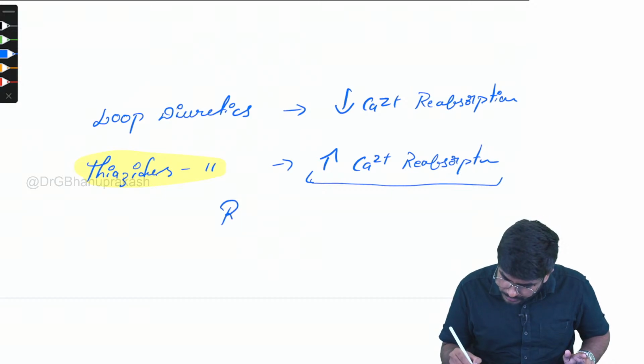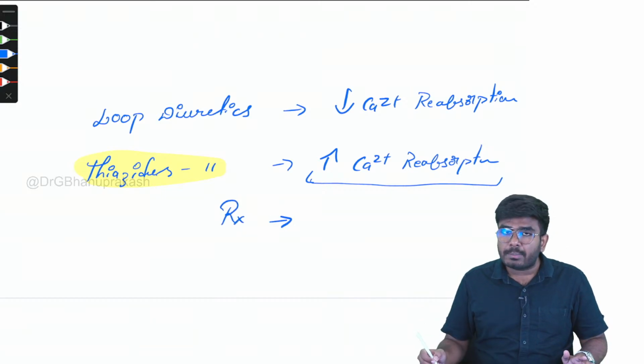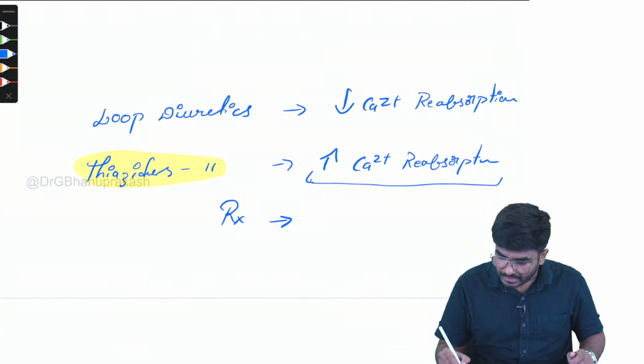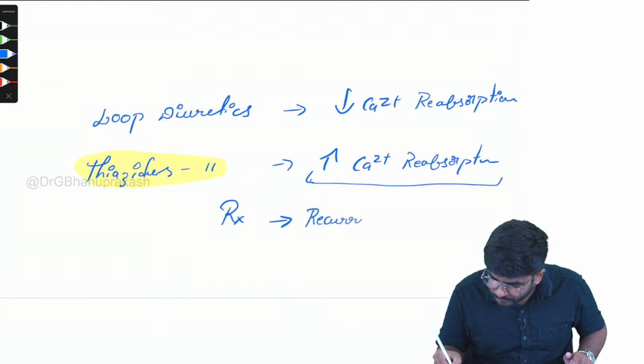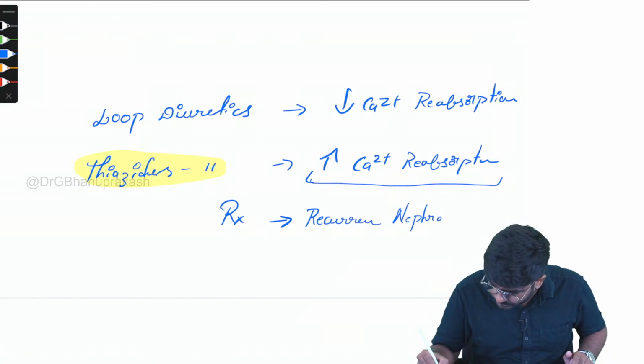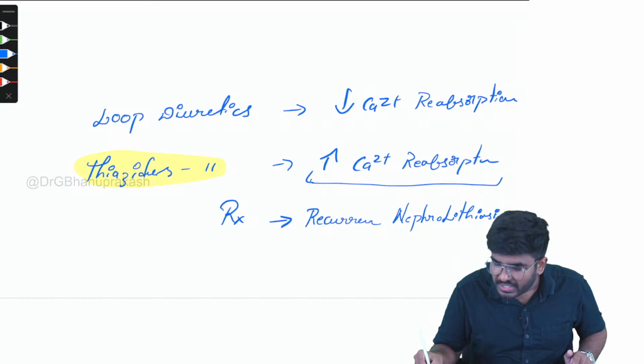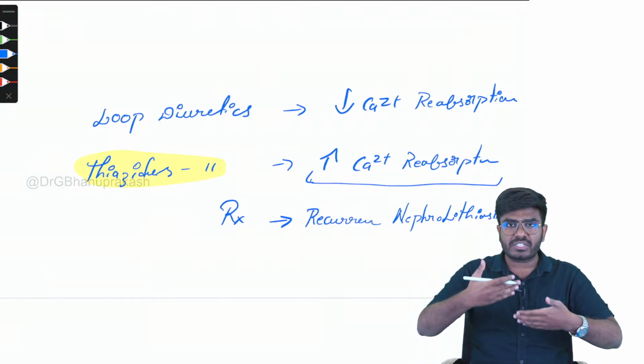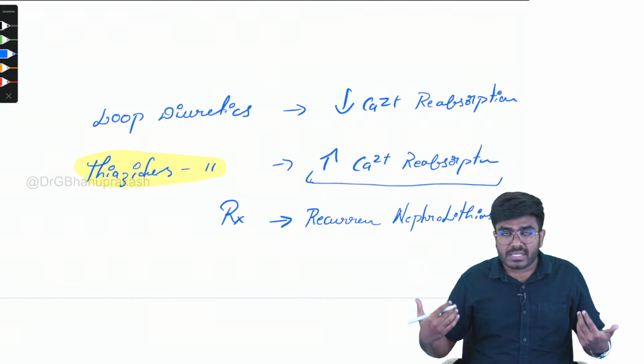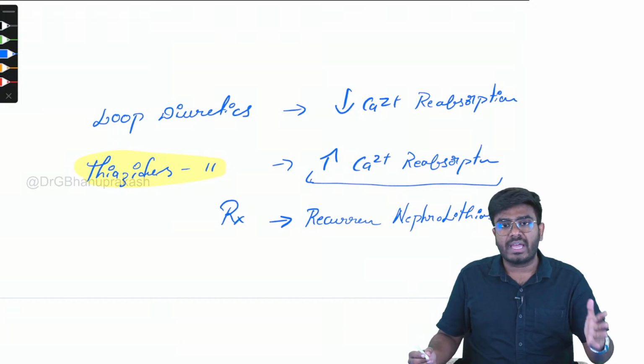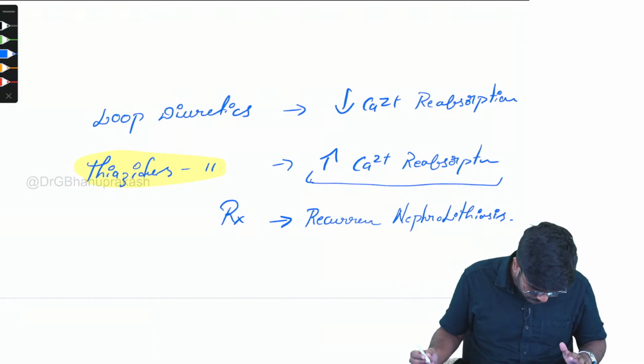So thiazide diuretics can be used in the treatment of a patient who has recurrent nephrolithiasis. Okay, the patient is having recurrence again and again. If the patient keeps developing stones, in that person you can use drugs like thiazide diuretics. Okay.